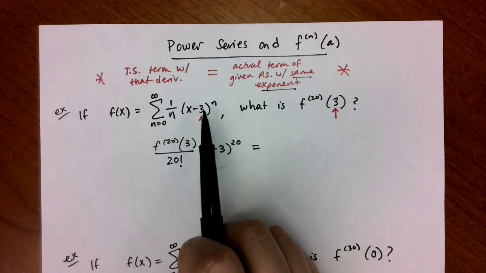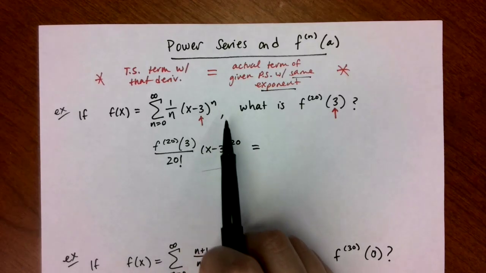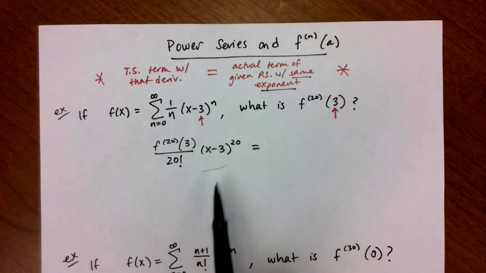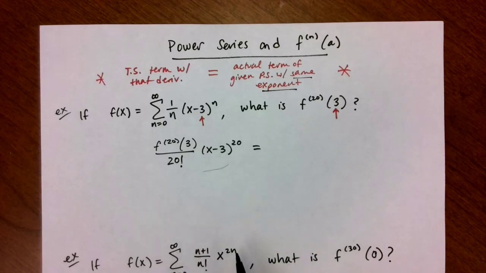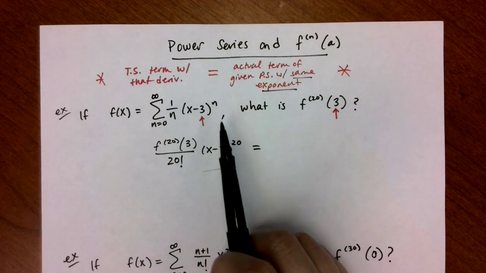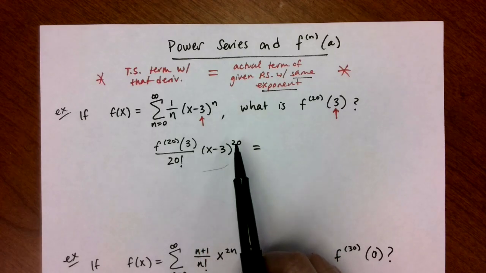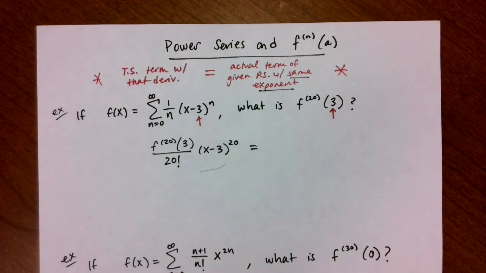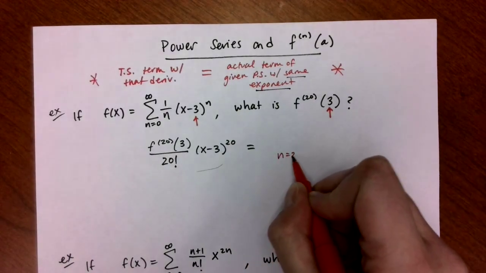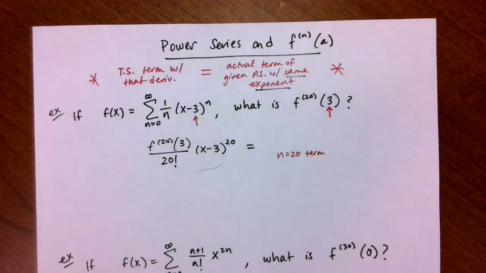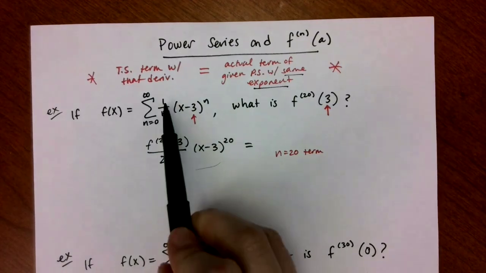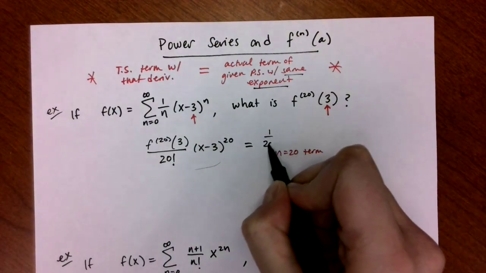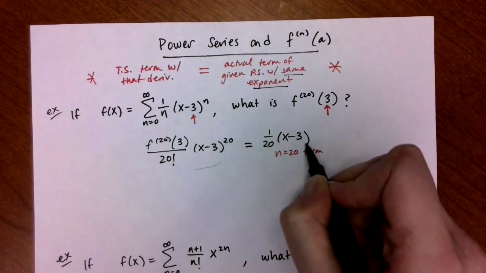So we can look at this and say, well, if I want x minus 3 to the 20, that's the n equals 20 term. But in the next problem here, we have a 2n, so it's not actually the same number. So we say, all right, how do I get x minus 3 to the 20? That'll be the n equals 20 term of this power series. So I'll have 1 over n, which is 1 over 20, x minus 3 to the 20.